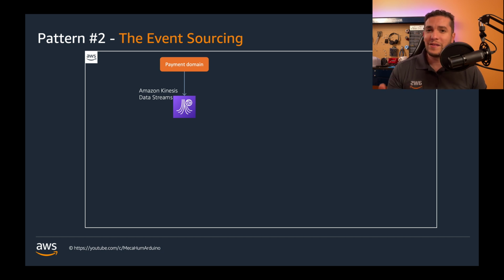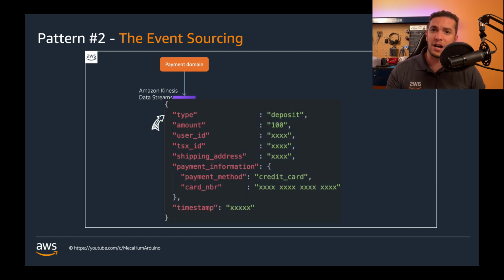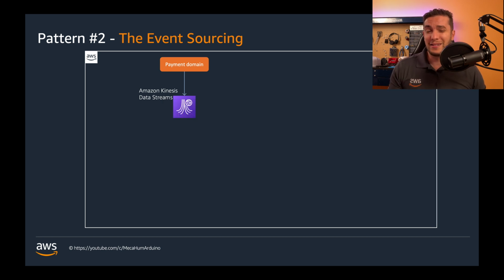Now, we have events coming in through Kinesis like this. Every event has a type, whether it's deposit, withdrawal, or something else, the user ID of who made the transaction, shipping address, payment information, you know, with the credit card number, and timestamp. But once the event hits the stream, more information gets added to it. So it sort of ends up looking like this.